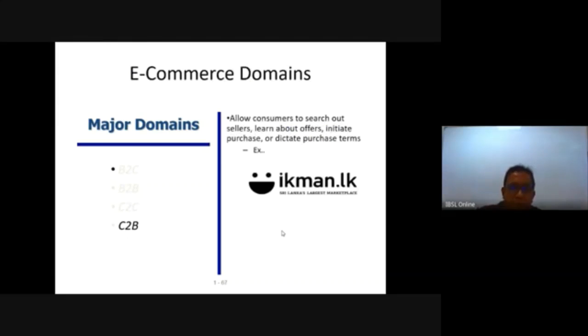And C2B, customers connect to business. They have information on Ikman.lk, maybe customer to car sale as a business. Ikman can be C2C or C2B both, because sometimes on Ikman you can buy an individual customer's vehicle, and at the same time you can buy a vehicle from a car sale as well. So C2B allows consumers to search out sellers, learn about offers, initiate purchases, or dictate purchase terms.